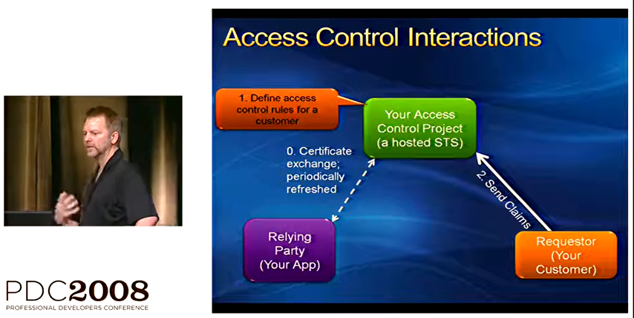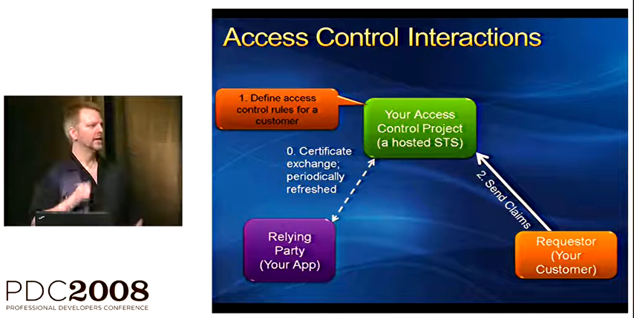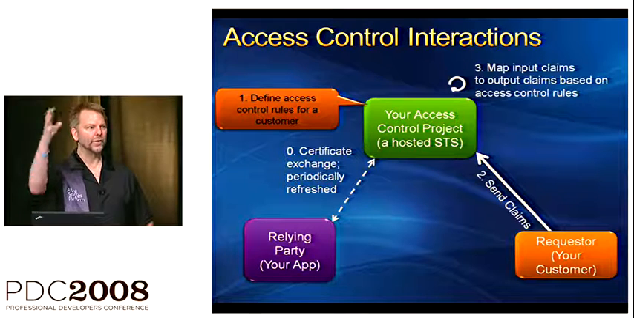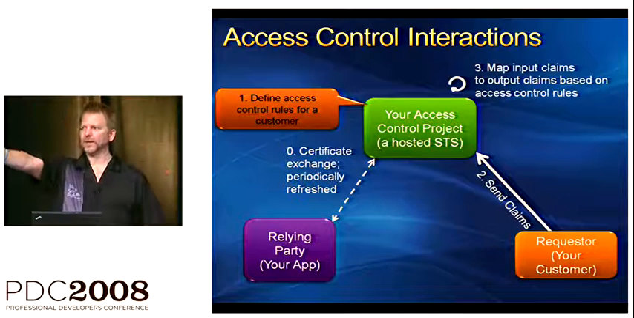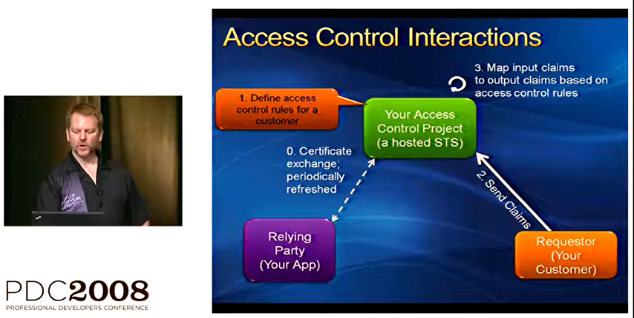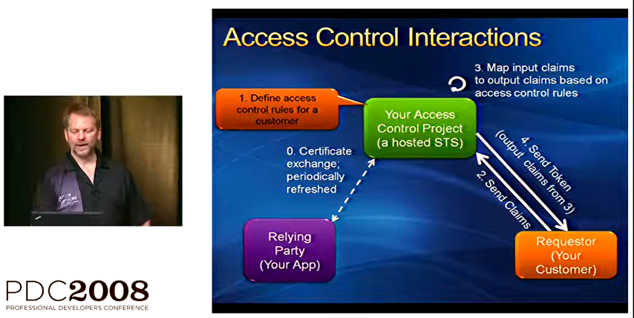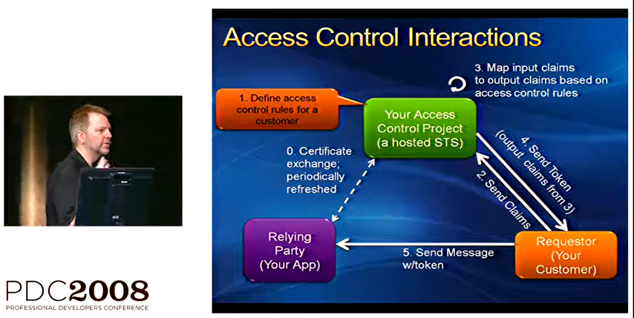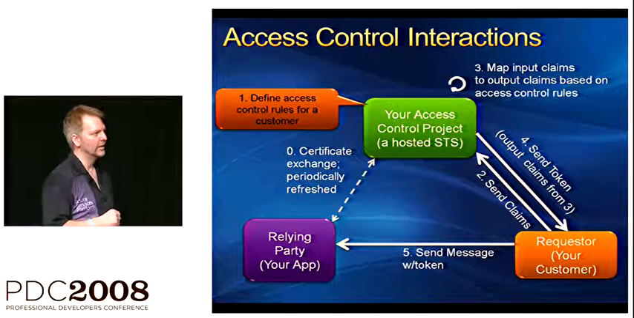So what it will do is it will send some initial claims up to the access control project. The rules will run. It'll map input claims to output claims. That'll result in a token that goes back to the requester, and then they can use that to send it to the relying party. This is a very, very flexible model.